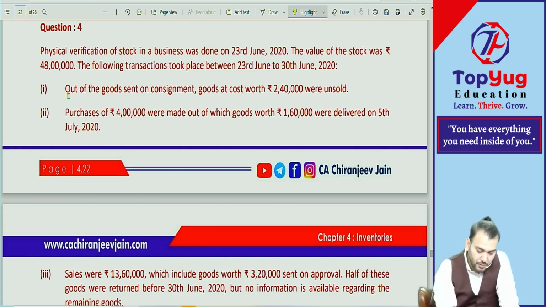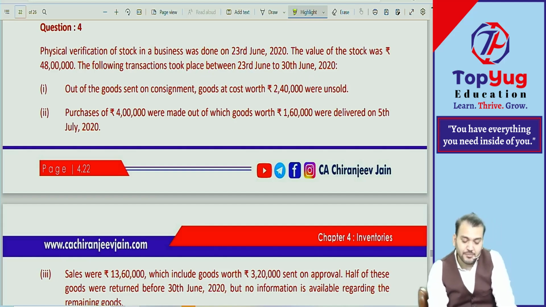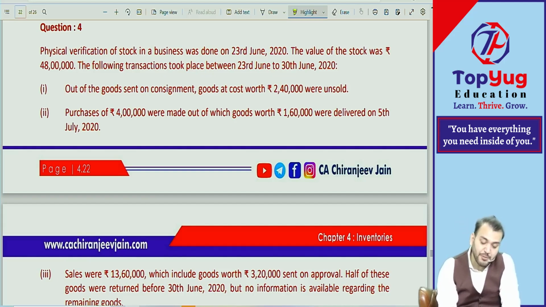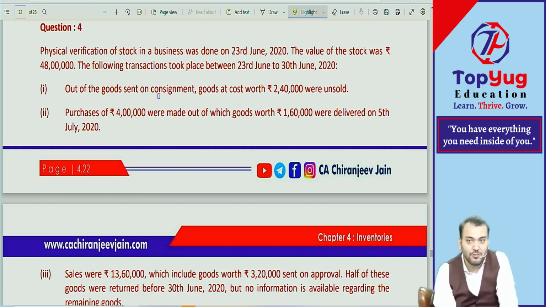Physical verification of stock in a business was done on 23rd June 2020. The value of stock was 48 lakh. The following transactions took place between 23rd June and 30th June. Means, can I say the physical verification was done before 30th June? Correct? Now you know consignment. I said there are some questions related to consignment given in the inventory chapter. Once you have done consignment, this point will be understood.